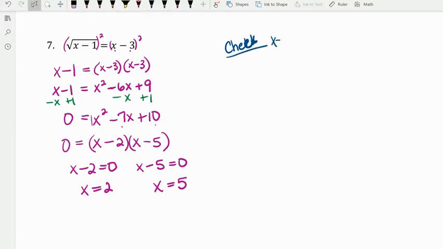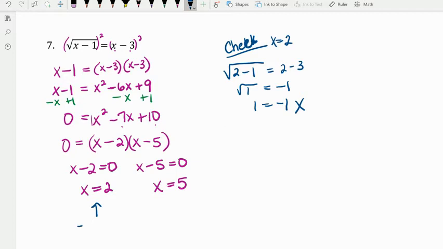Okay, so first I'll check x equals 2. So the square root of 2 minus 1 equals 2 minus 3. I can tell that one's not going to work because the 2 minus 3 is going to be a negative. So this would be the square root of 1 equals negative 1. That gives us 1 equals negative 1. So that one actually does not work. x equals 2 is an extraneous solution. You don't have to write this on the test, but I'm just going to write it on here so we know that one doesn't actually work.